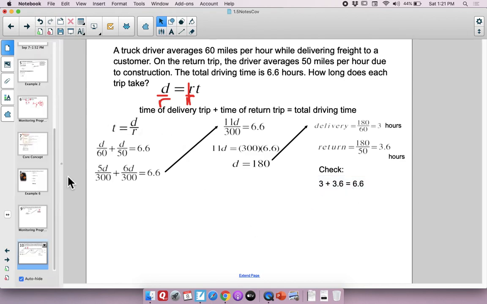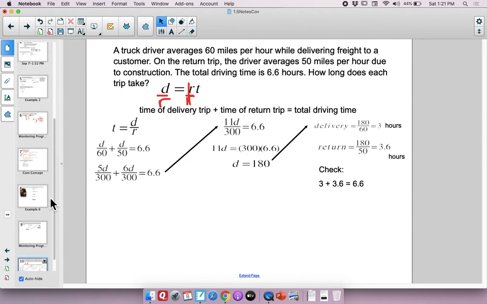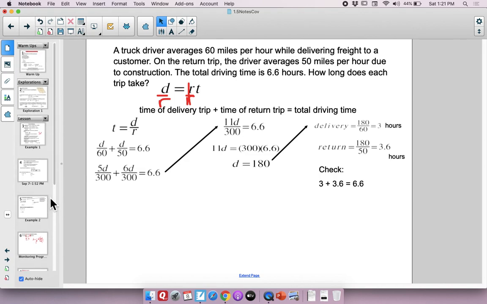All right, so that's the end of the instruction for Chapter 1. Congratulations on that. And so we'll jump into the homework on this and the practice work, and then we'll get ready to probably take a quiz and a test. All right, congrats.